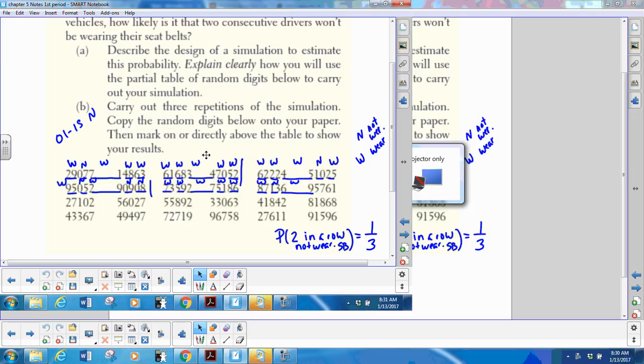I'm trying to think of some common errors. This is one mistake people make: you need to put a line when one simulation is over. Make sure that you write it so they know that you're taking out the same digits every time. Make sure you have a probability statement. I think that's it. Any questions about how to use the number table?